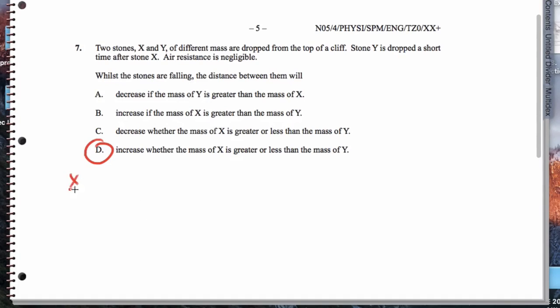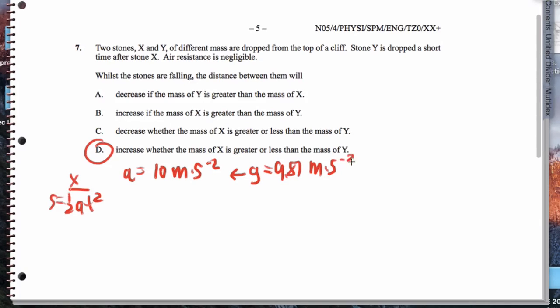So let's take stone X. Let's see how far it falls after 1 second. S is 1/2 a t squared, where a is going to be 10 meters per second squared. I need to use IB notation, and that's because really a is equal to g, which is 9.81 meters per second squared, but I'm rounding it to 10 for the sake of this calculation.